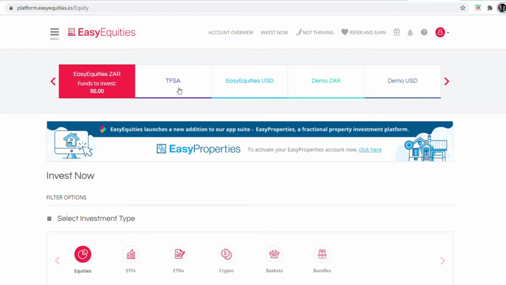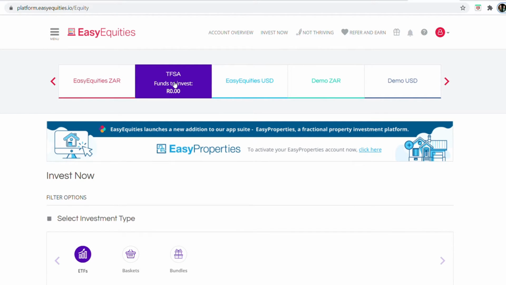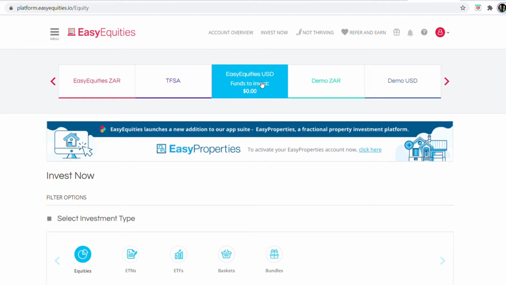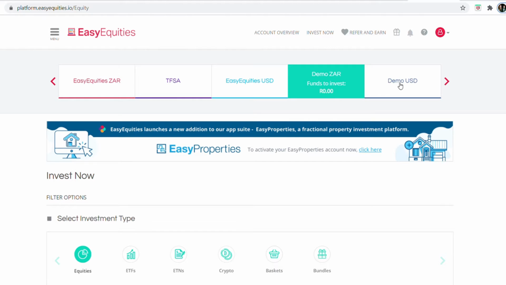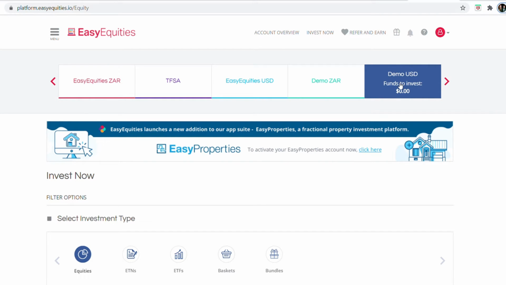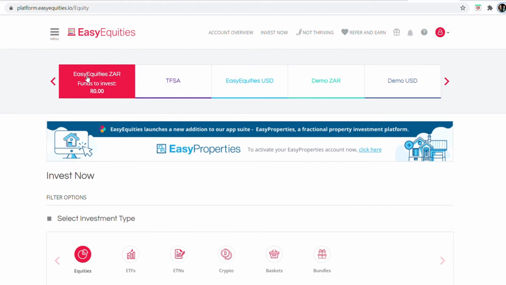Then we have our tax-free savings account, our TFSA. If you don't want to invest in shares, but you maybe want to just earn some interest, the tax-free savings account is a great way to earn some interest, which obviously is not taxed by SARS. If you don't want to invest in South African equities, you can also consider investing abroad through the EasyEquities US dollar platform. They also have a demo account where you can invest in South African shares, as well as a demo account where you can invest in US shares. But the purpose of this video is buying our first South African shares. So I'm going to click on this red tile here.